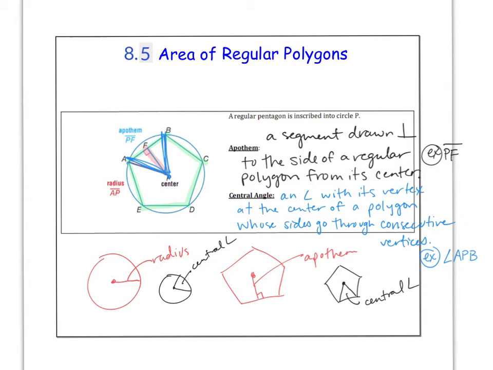One last thing that I wanted to remind you of is this word regular. When a polygon is regular, that means all sides are congruent and all angles are congruent. So keep that in mind as we work today.